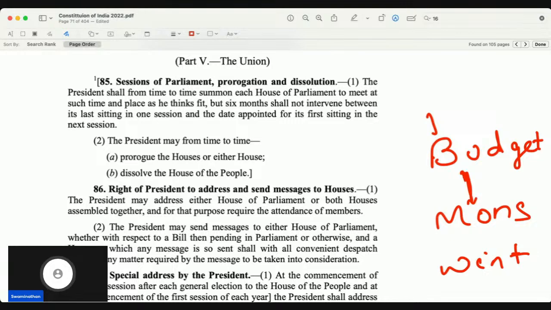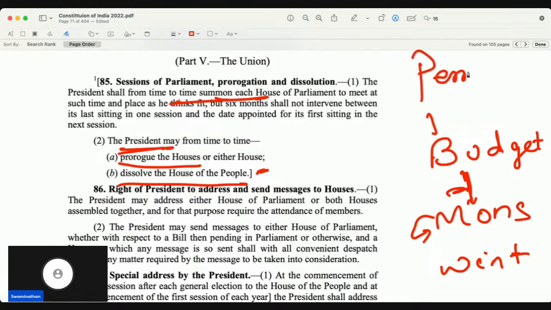The power to summon the sessions of Parliament lies with the President. The President has the power to summon the sessions of Lok Sabha and Rajya Sabha. The President has the power to prorogue, that is the end of the session, when Parliament goes on a break and then meets again for the next session. That is called prorogation. And thereafter, the President can dissolve the House of the People. Now, why is only the House of the People getting dissolved? Because the Council of State is a permanent house. The Council of State, that is Rajya Sabha, can never be dissolved. That is a permanent house, right?